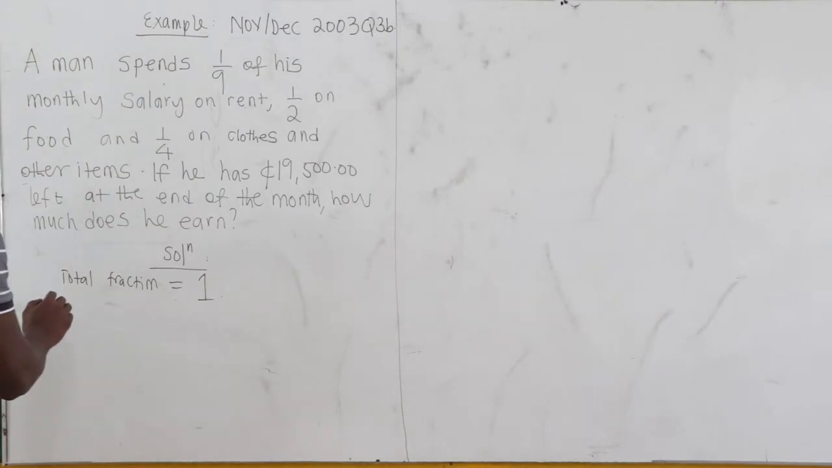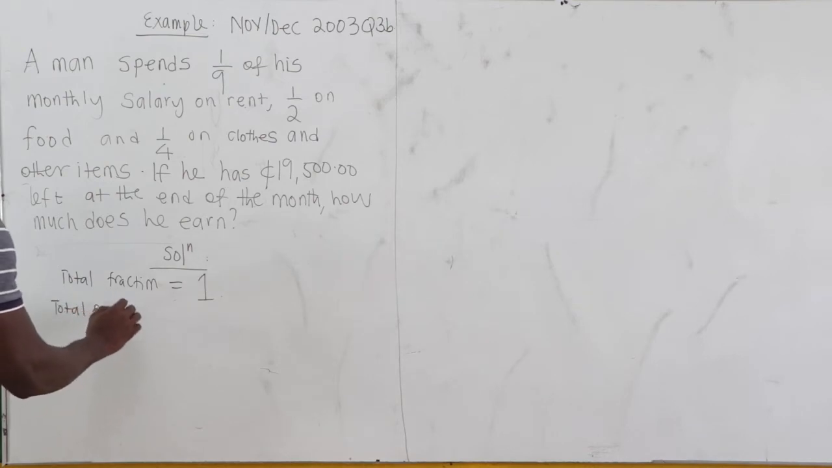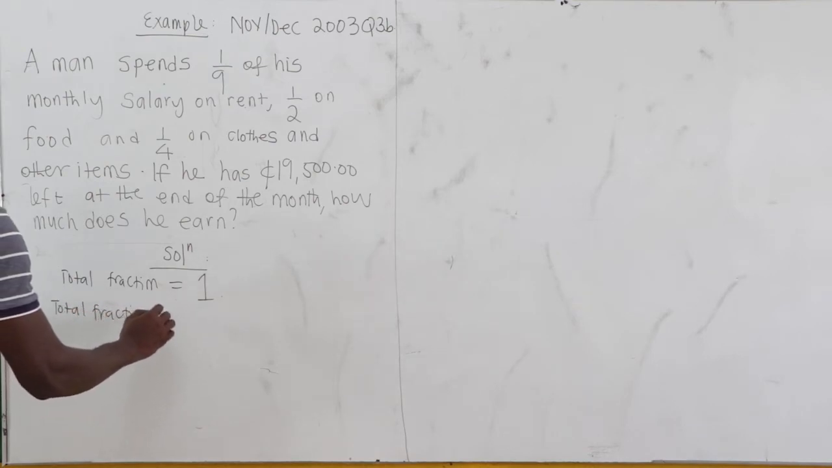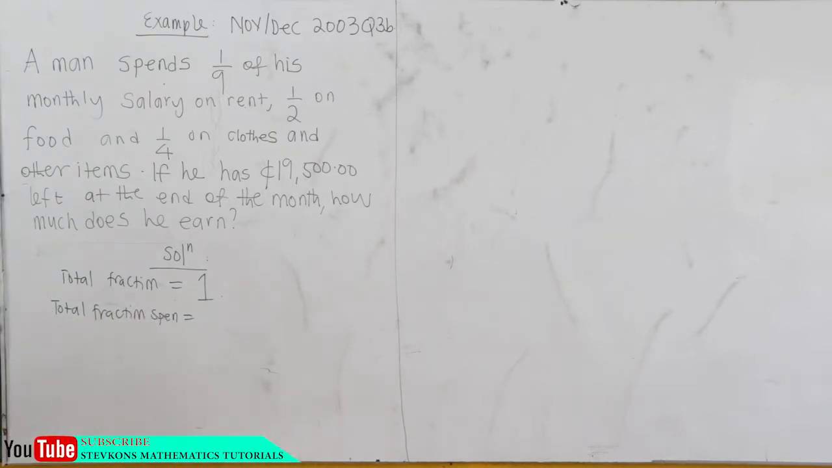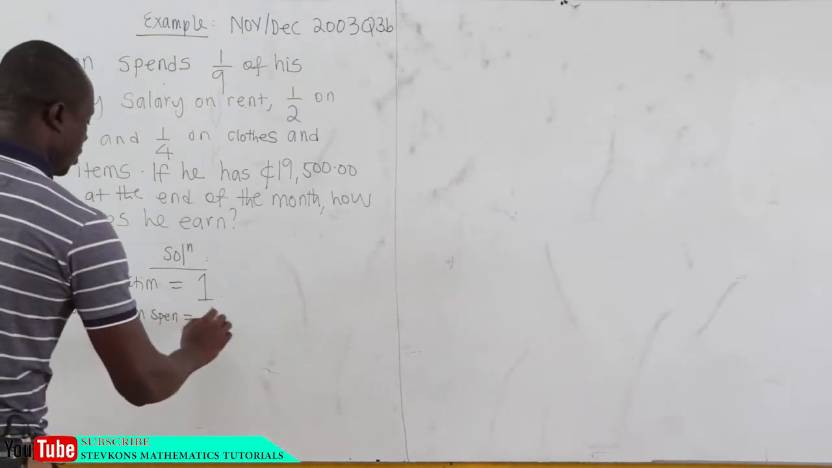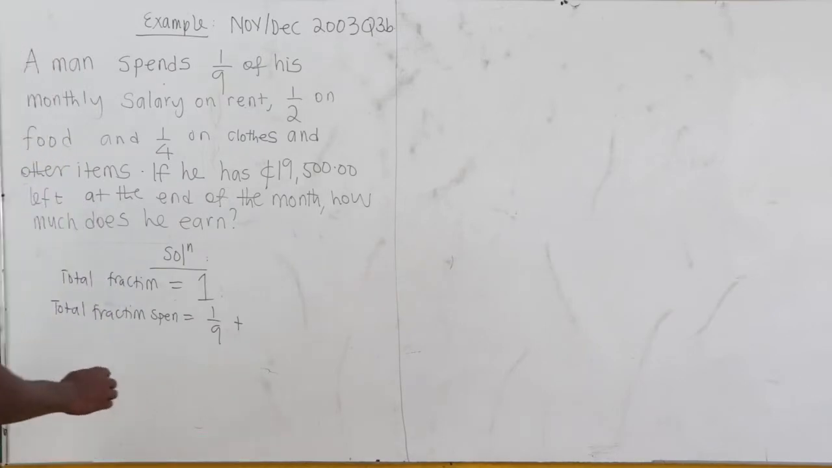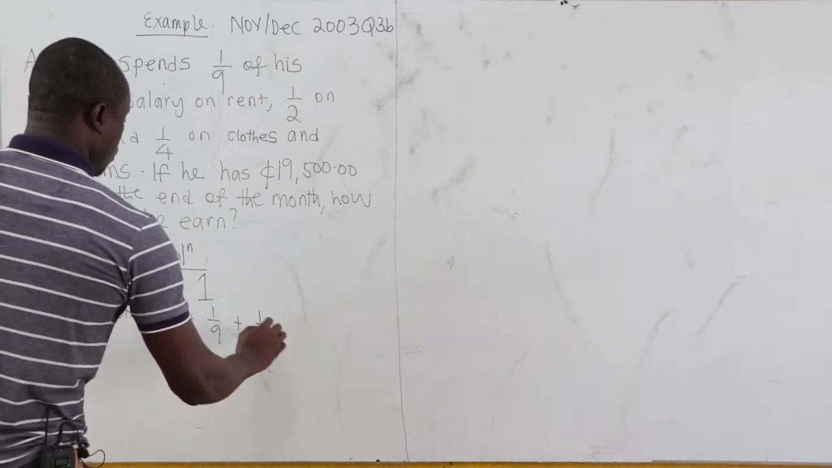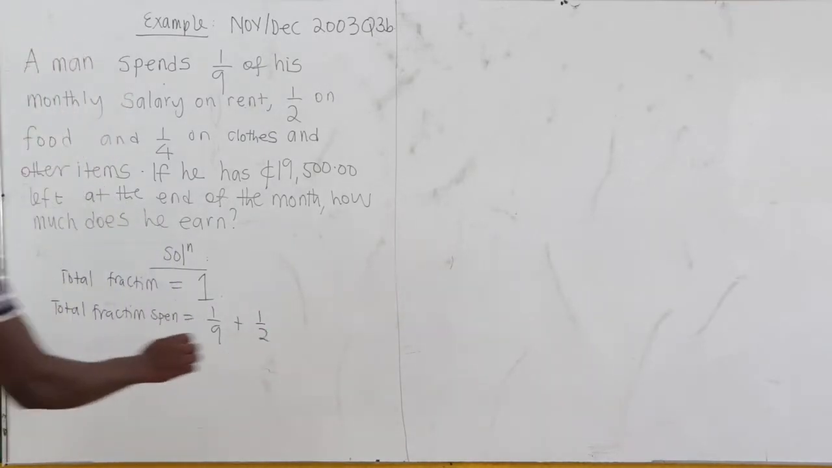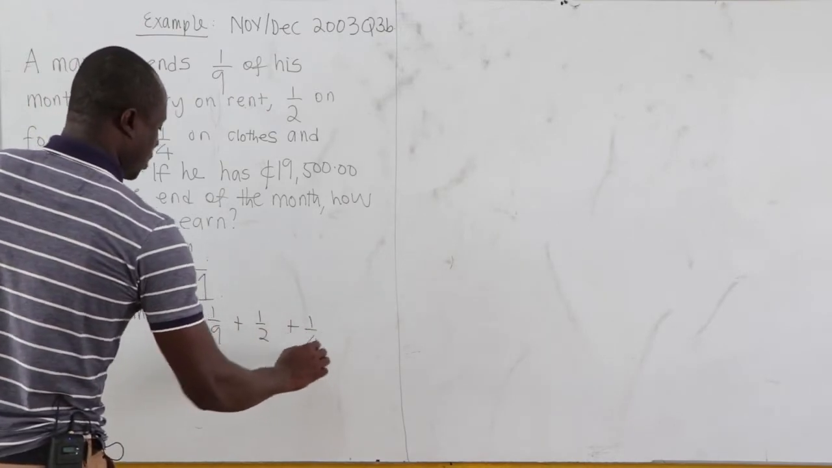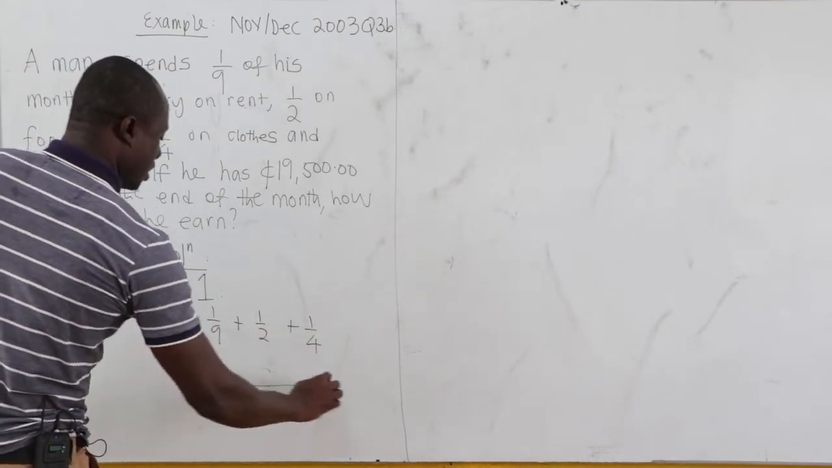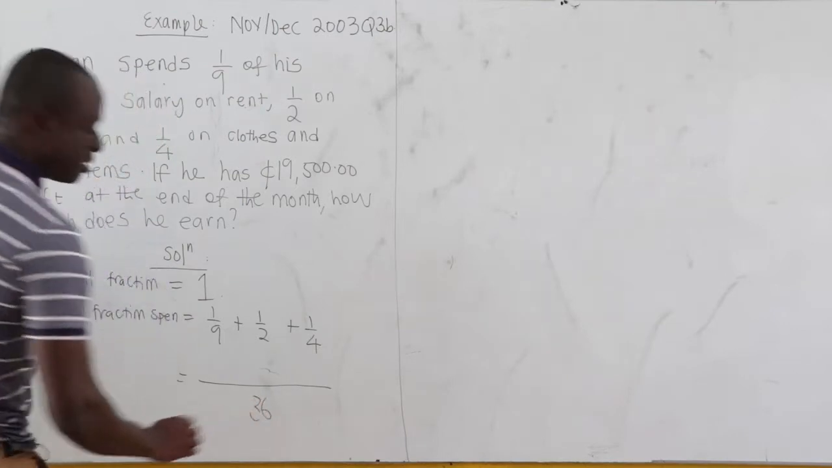Now let's see the total fraction spent. The total fraction spent will be your 1/9 plus 1/2 and then plus 1/4. Clearly the LCM is 36.